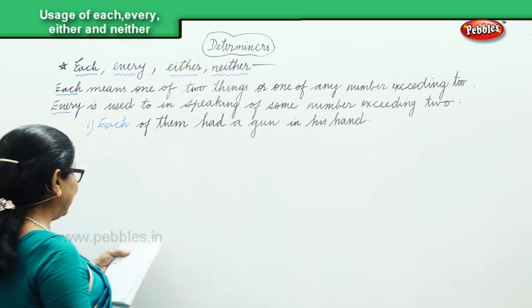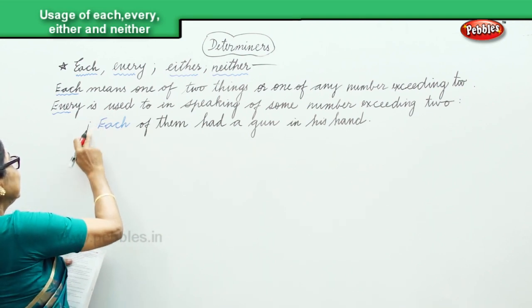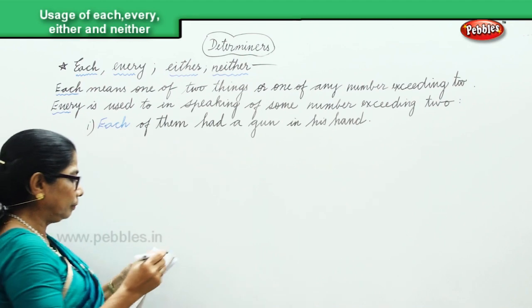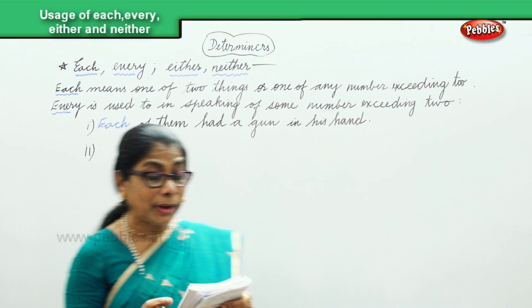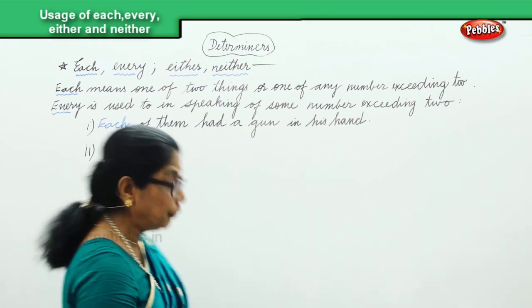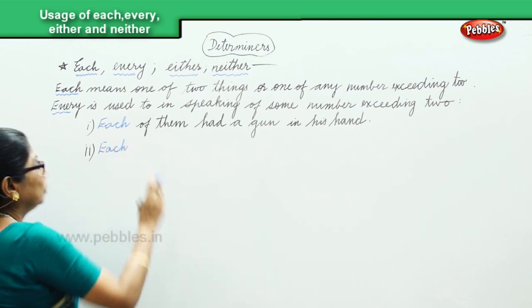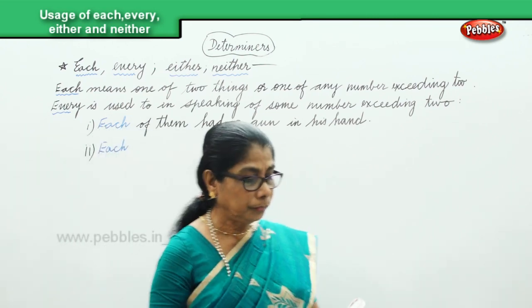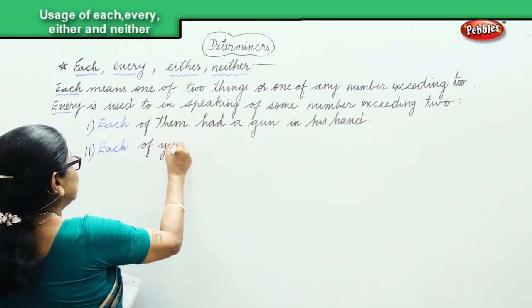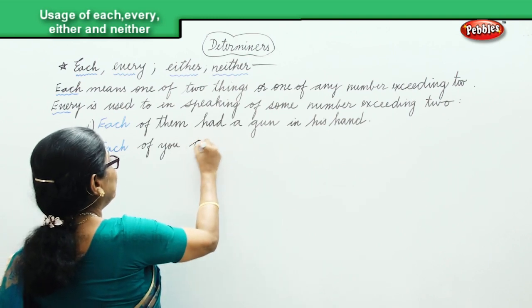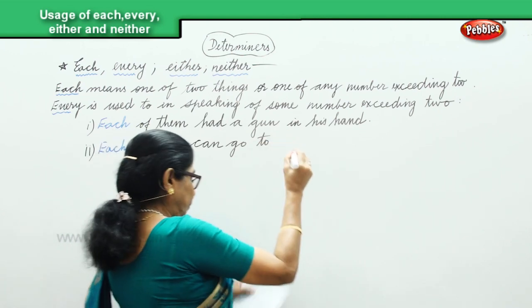Okay? And in the second category we have, each of you can go to the market. Each of you can go to the market.